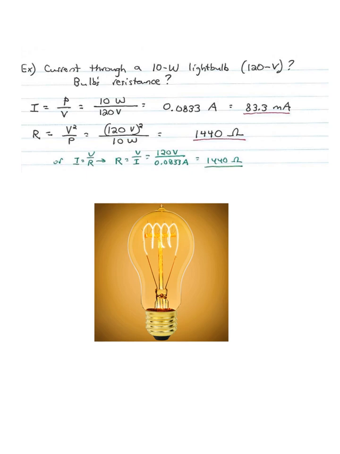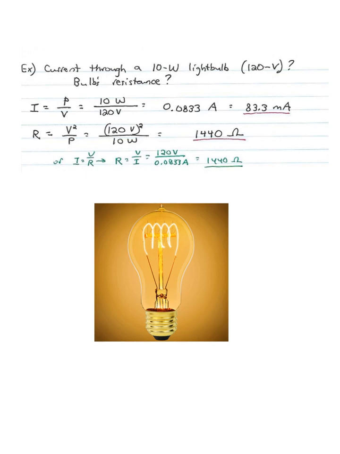Let's do another example. Let's say we have a current through a 10-watt light bulb, and it's getting 120 volts potential difference, and I want to know, what is that current? And let's figure out the bulb's resistance while we're at it. We can say the current is P over V, 10 watts divided by 120 volts, and we get 0.0833 amps or 83.3 milliamps.